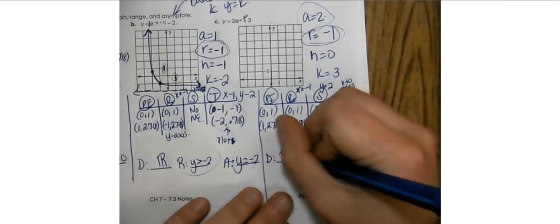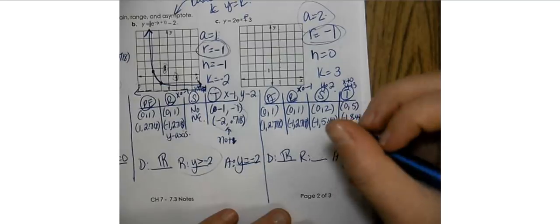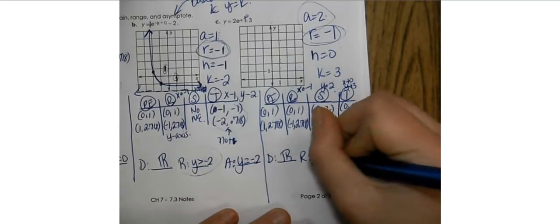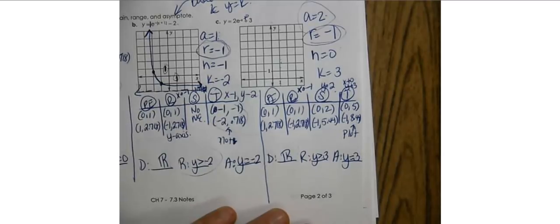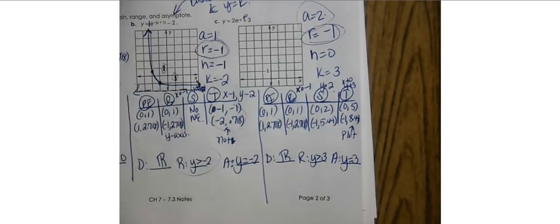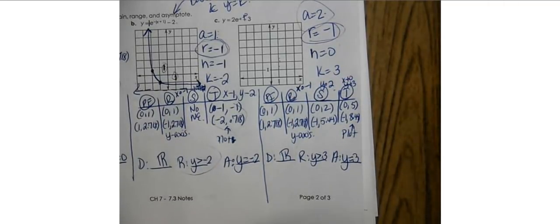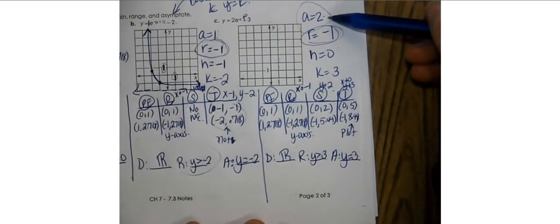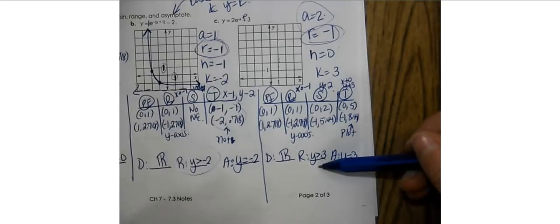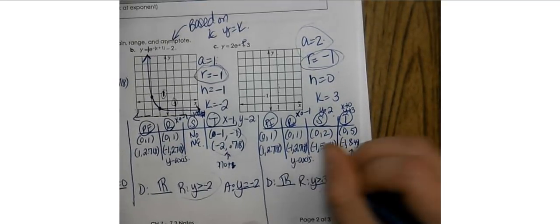And then my range should be y is greater than my k value. It's going to be y is greater than 3 because we just have a reflection across the y-axis, not a reflection across the x-axis. If we had a reflection across the x-axis, meaning our a value was negative, then we would have a less than symbol for our range. But like I said, if you want to wait to identify your range at the very end, that's perfectly fine with me.